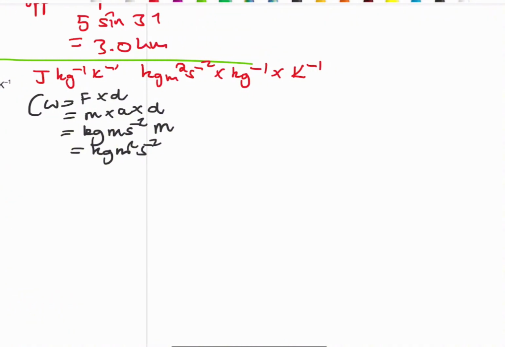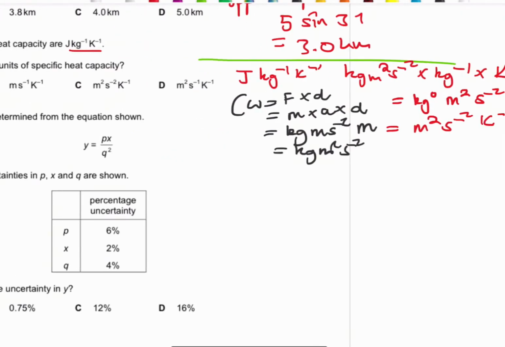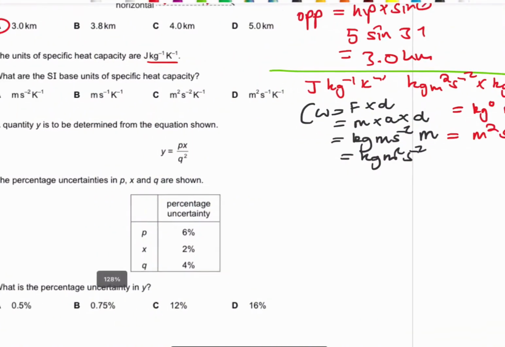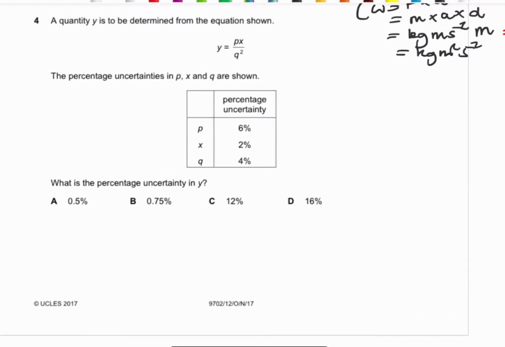So if you go back here, this is going to be kg to the power of 0, m squared s to the power of -2, K to the power of -1. So it's going to give us m squared s to the power of -2 K to the power of -1. The answer is going to be C. Move on to question number 4.